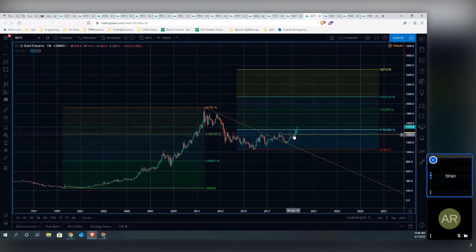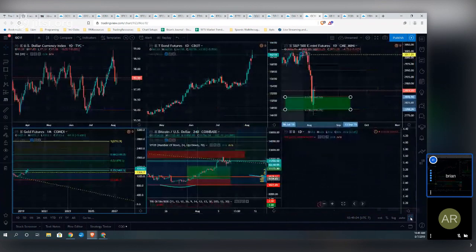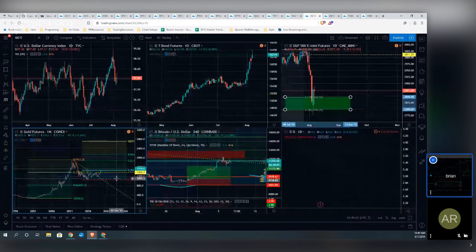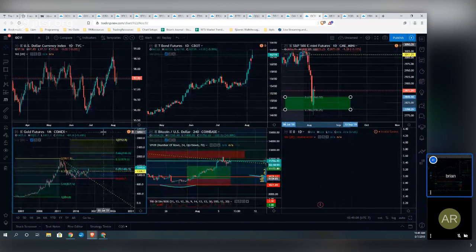For those people that did take this trade, rock on. Way to go. Kicking ass. Awesome. And that's about all I can say about the gold right now. So keep your eyes peeled, folks. Might be some interesting times ahead in gold land.